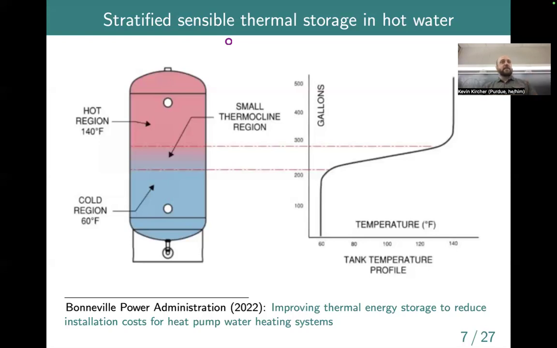Zach, did you have a comment? I guess when you said the more conductive, the thermocline would be farther out or have a larger region, more faster.